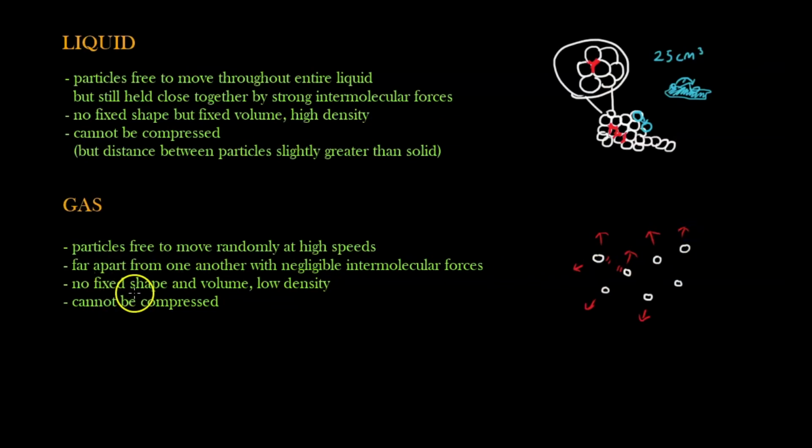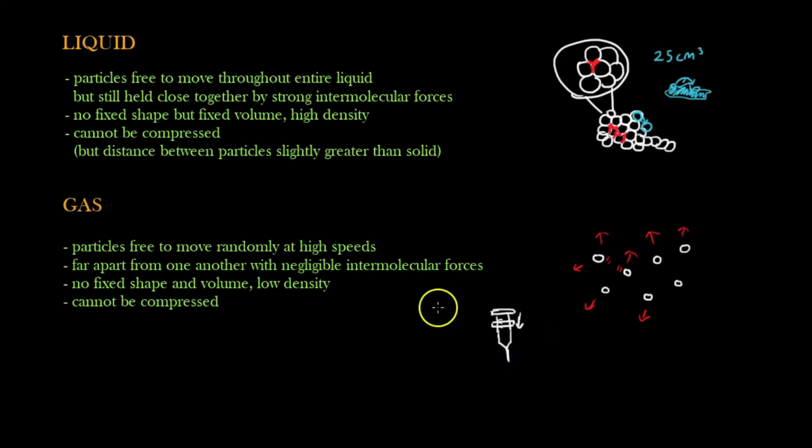And that is why they have no fixed shape and volume, and they have low density. Low density because they are not closely packed anymore, and no fixed shape and volume because they can take on any shape and volume of the container as they want to. And so that's why if you have a gas syringe, for example, let me draw a gas syringe here. You have, for example, a fixed volume of gas, but you can always compress it to change the volume of gas. You get what I'm saying?